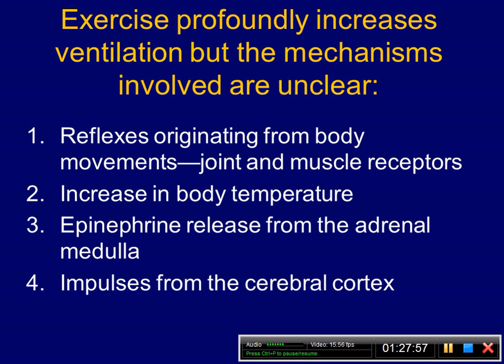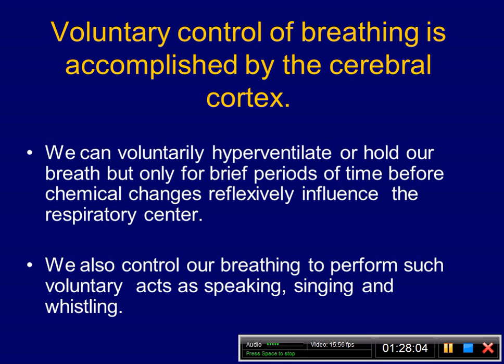And then impulses from the cerebral cortex, is that your subconscious or conscious? Conscious. Yep. So you can psych yourself a lot. You get a little psyched out. What happens to your breathing? Your breathing goes up, right? So it's interesting, some of these mechanisms. You have to look at the slide. Things like exercise, heat, thinking about it. And then voluntary control of breathing is the cerebral cortex because you're conscious. So when you want to speak, act, or sing, controlling your breathing is all conscious. When it's subconscious, it's always coming from the medulla oblongata.